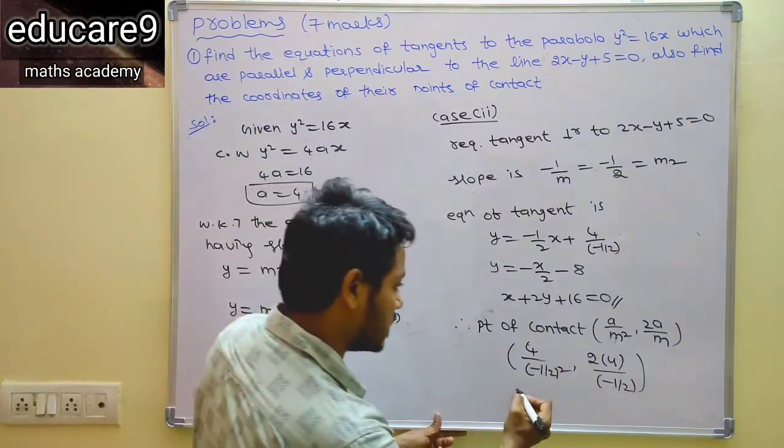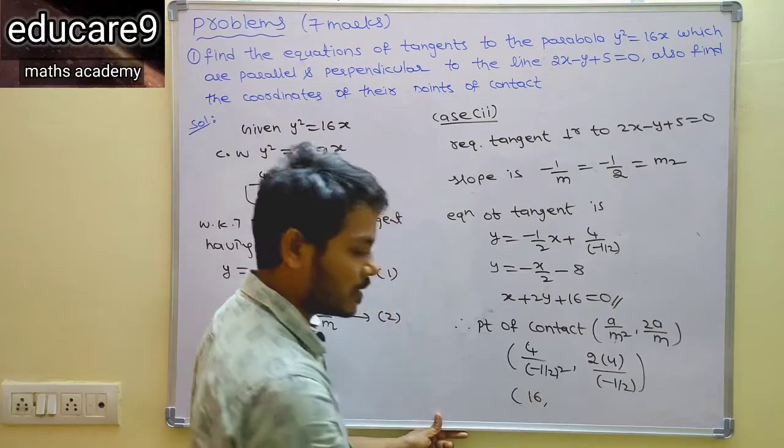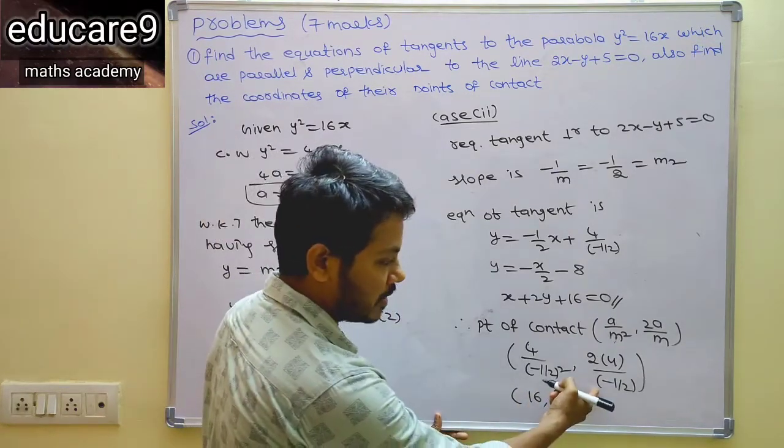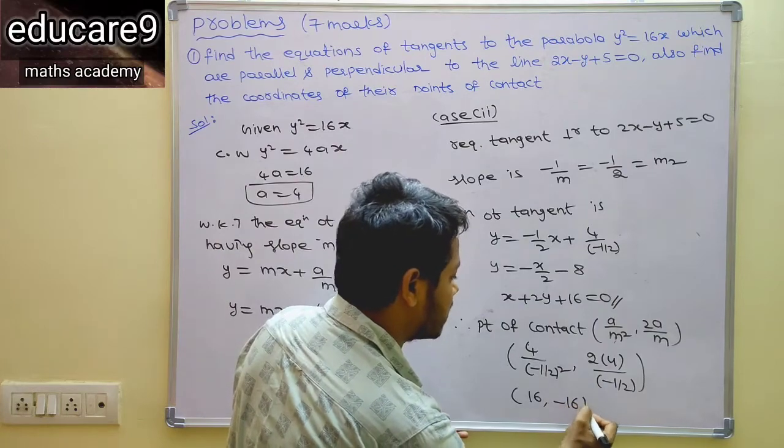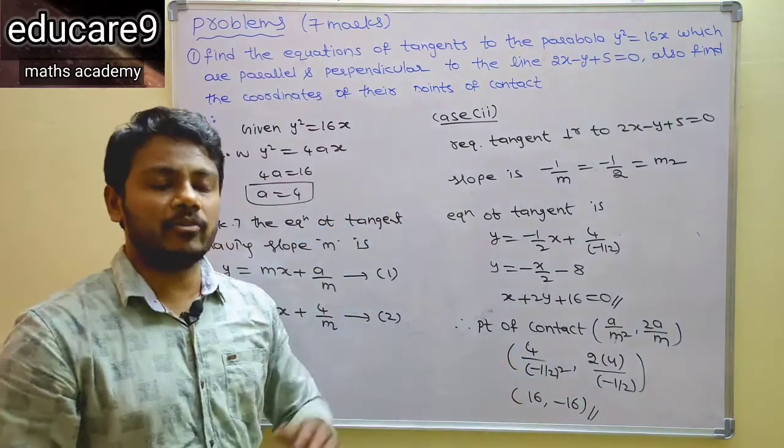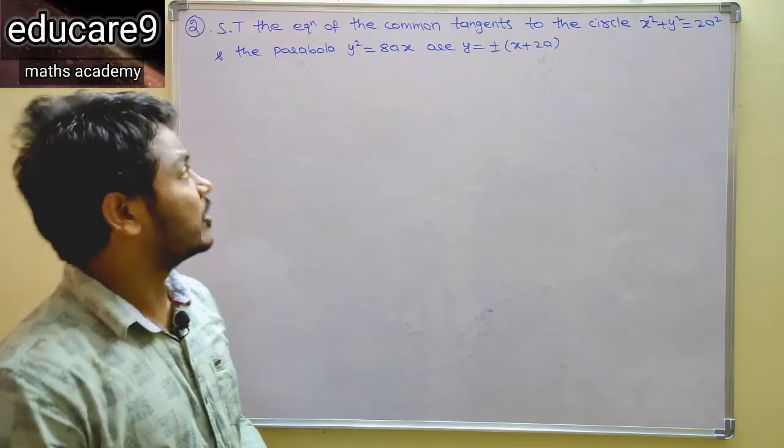So this is 16. Okay. Next, this one minus 16. So this is the point of contact. So see the second one.